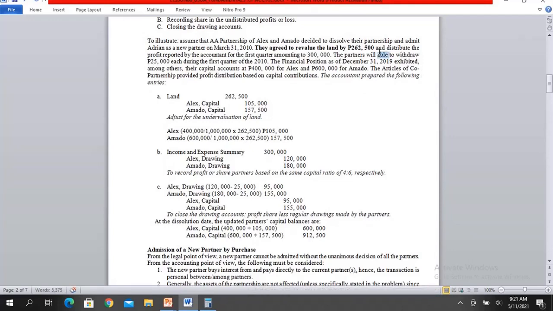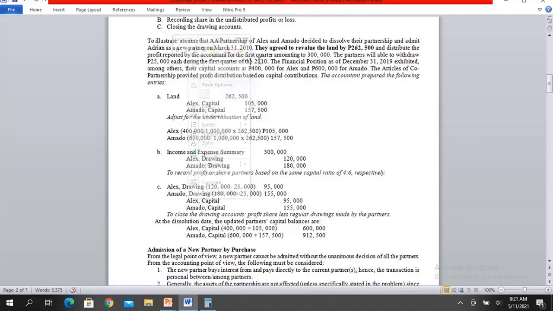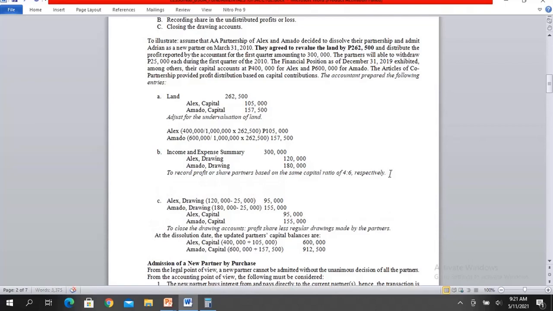So, the partners will be able to withdraw 25,000 each during the first quarter of 2010. So, may na-withdraw silang 25,000 during the first quarter ng 2010. So, yun yung i-less natin dito sa drawings nila. Ayan. So, di ba kapag nag-withdraw, entryhan natin, for example, yung withdrawal nila nung 2010.